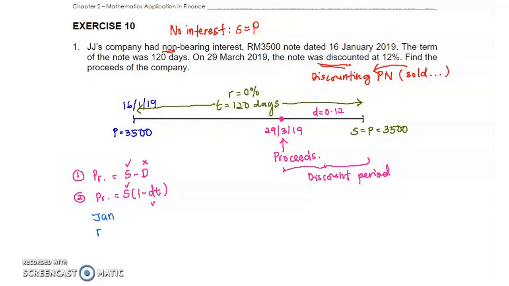January, February, March. Okay, so use Banker's rule, which in this case means we need to use the exact number of days. So January we have 31 days minus 16, since we start on the 16th. Okay, so we have another 15 days left in January. So February, how about February?